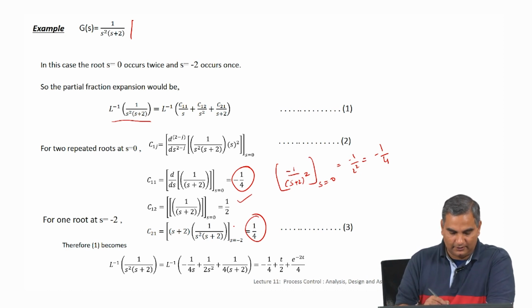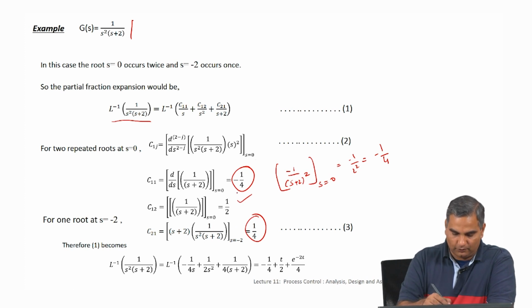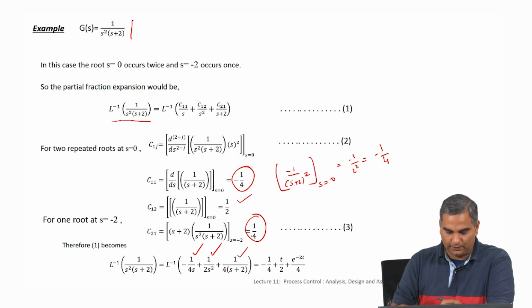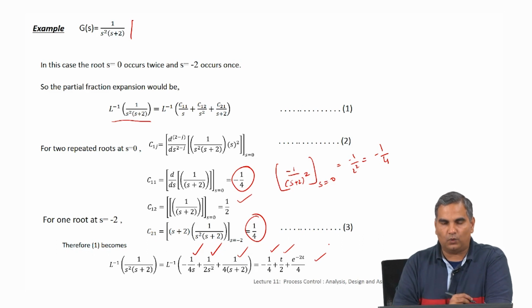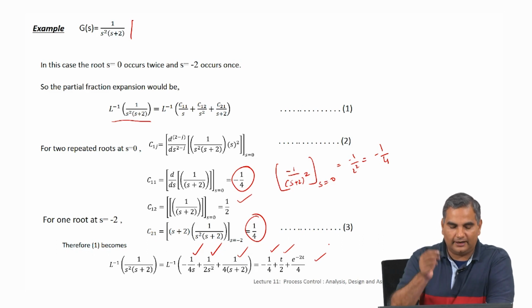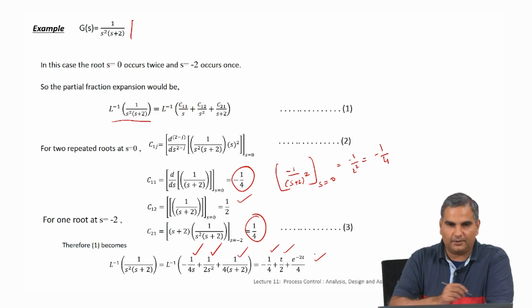So, once I have these, then I can put C11 as minus 1 by 4. So, this is minus 1 by 4 s, C12 is half and this is s squared. So, half s squared, and C21 is 1 over 4 times s plus 2, and when we do this Laplace inverse using the other formula that we have, this is going to be minus 1 by 4 plus t by 2 plus e power minus 2t by 4. So, it is a very simple Laplace inversion using just that one row of the table that I showed in this slide and in the Laplace table. So, you can see how this is getting inverted into this using this partial fraction idea.